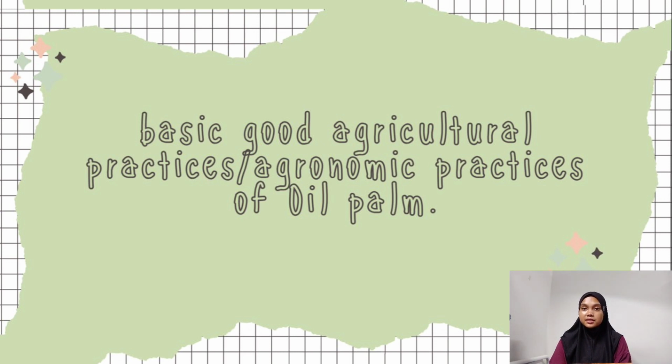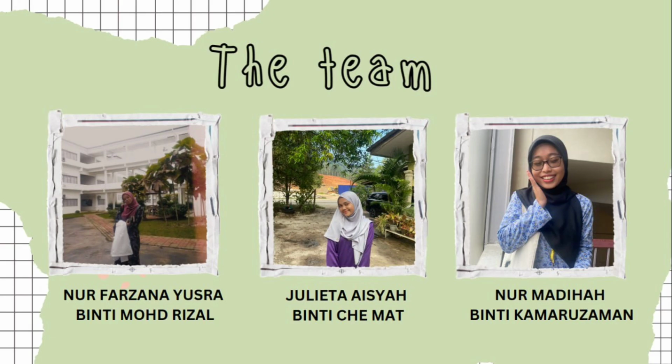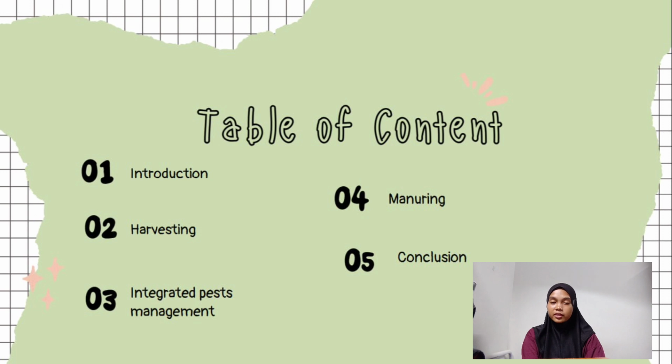This presentation is about basic good agriculture practice, or agronomic practice, of oil palm. Table of contents: we have introduction, harvesting, integrated pest management, manuring, and conclusion.